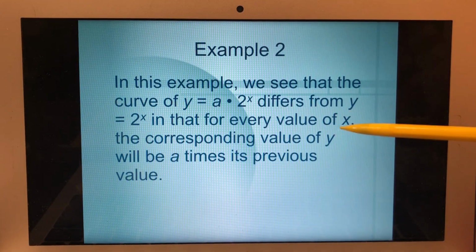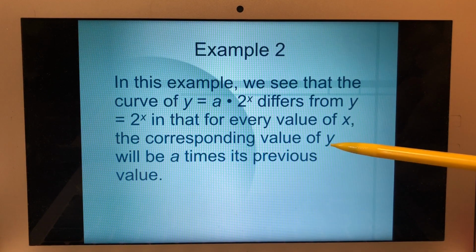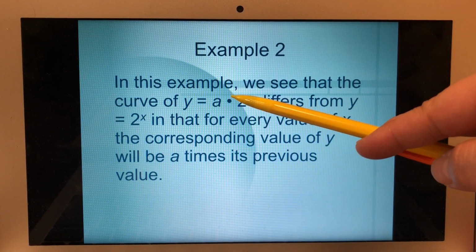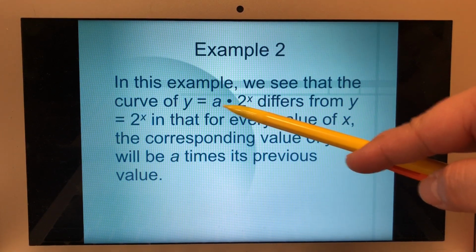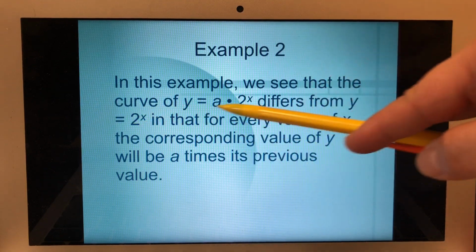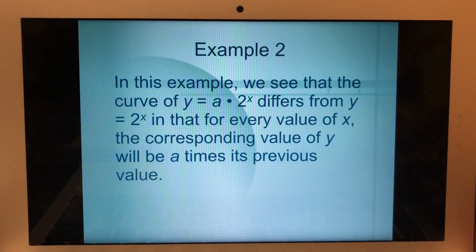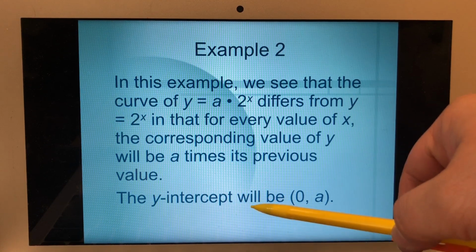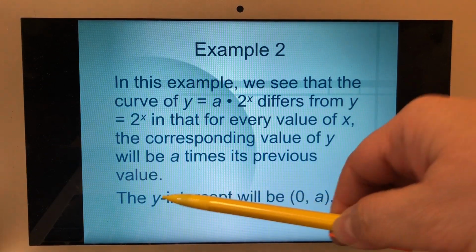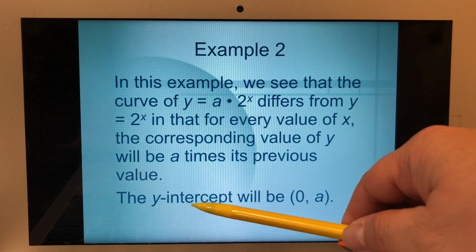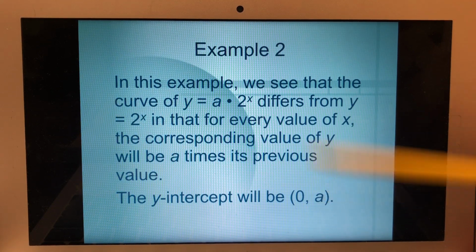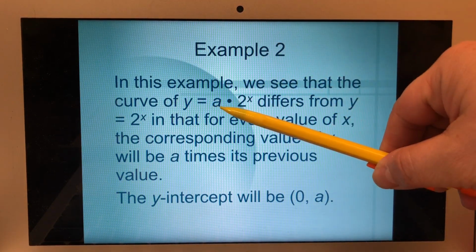every value of x, the corresponding value of y will be a times, this one has a times it. When you're multiplying this by a, that's going to change the graph. It's going to make it a little different, and we'll see how here. The y-intercept will be (0, a). So where this graph crosses the y-axis is going to be at 0, x is going to be 0, but the y is going to be at a, whatever a is going to be right there.